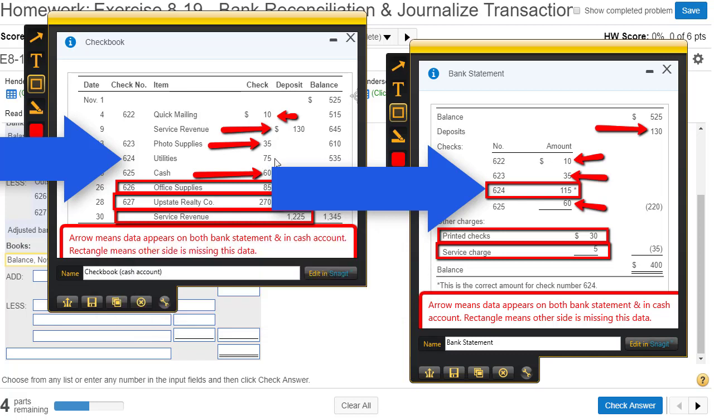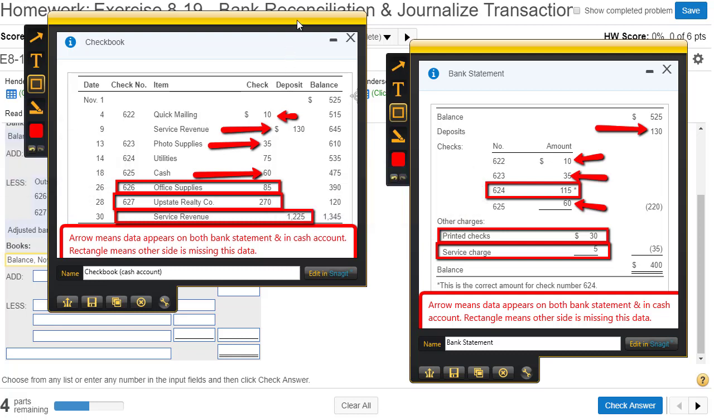We've already subtracted $75. Some students will say we need to subtract $115. No, we've already subtracted $75. We have to subtract more so that the total subtraction for check 624 is $115. So $115 minus $75 is $40.